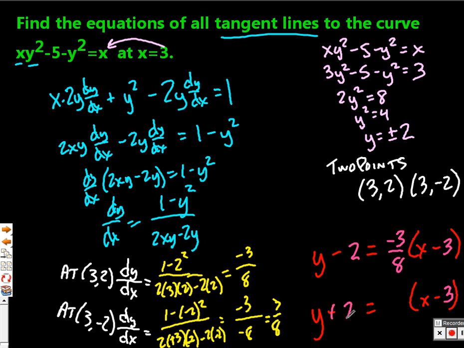And at the point (3, negative 2), you have a slope of positive 3 over 8, and there are your two equations of the tangent line for this problem. So there's how you find all tangent lines given a generic value.